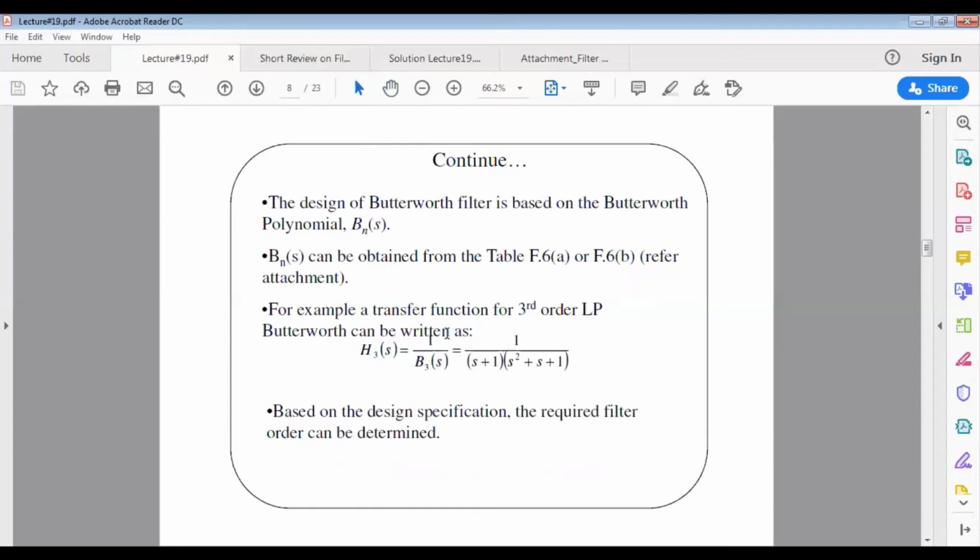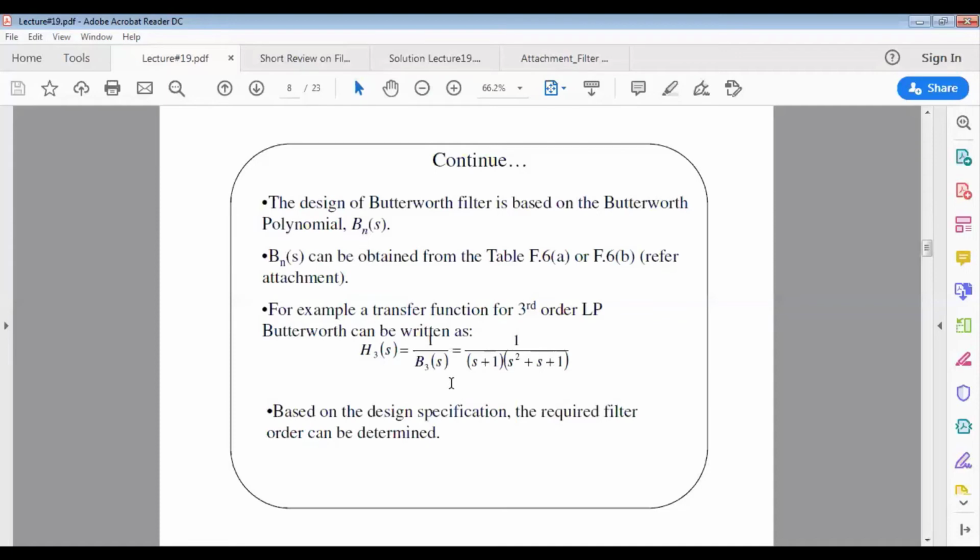If we consider a transfer function for the third order, the normalized transfer function H3(S) will be equal to 1 over B3(S). Note that this is what we call a normalized transfer function. So it will be equal to 1 over (S plus 1)(S squared plus S plus 1). Hopefully by now you understand the usage and importance of the Butterworth polynomial.